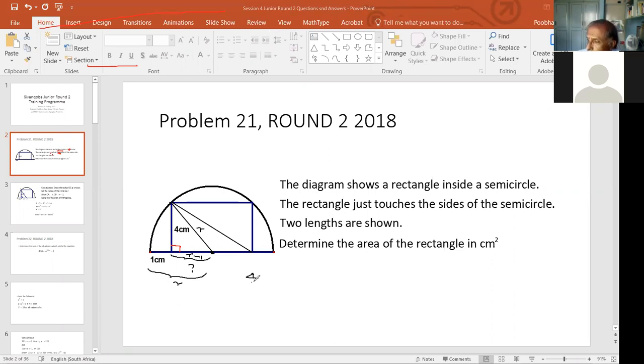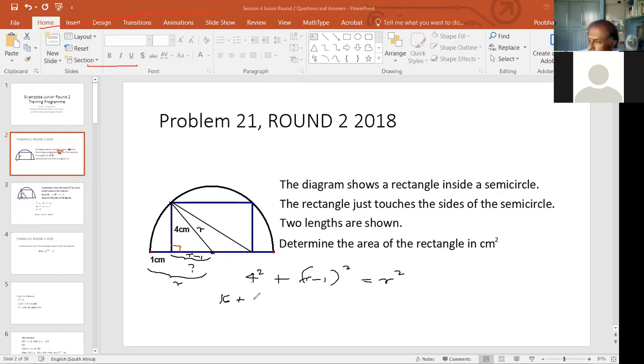4 squared plus this part here, the other side of the right angle triangle, r minus 1 squared, is equal to the square on the hypotenuse, r squared. All right, and now we can work this thing out.